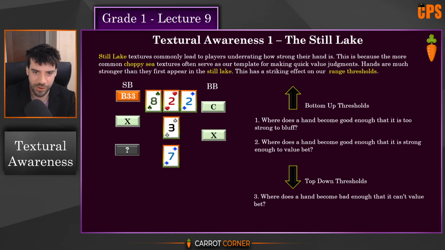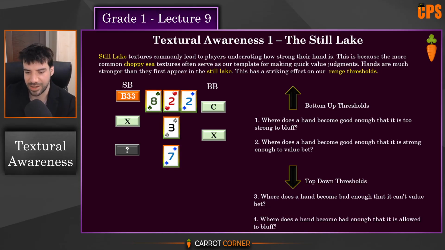This is going to be a very close point in the range to point 2 in the bottom up thresholds, but it's just going to be on the other side of it. And where does a hand become bad enough that it's allowed to bluff? This one correlates with bottom up threshold number 1, where the hand becomes good enough that it's too strong to bluff. Well, just below that, you have a hand that's bad enough that it's allowed to bluff when you're moving in the opposite direction.